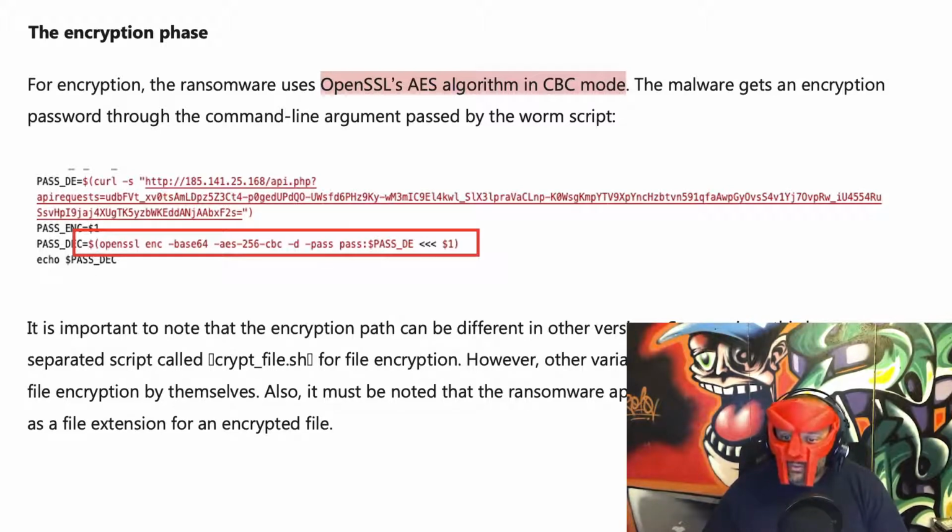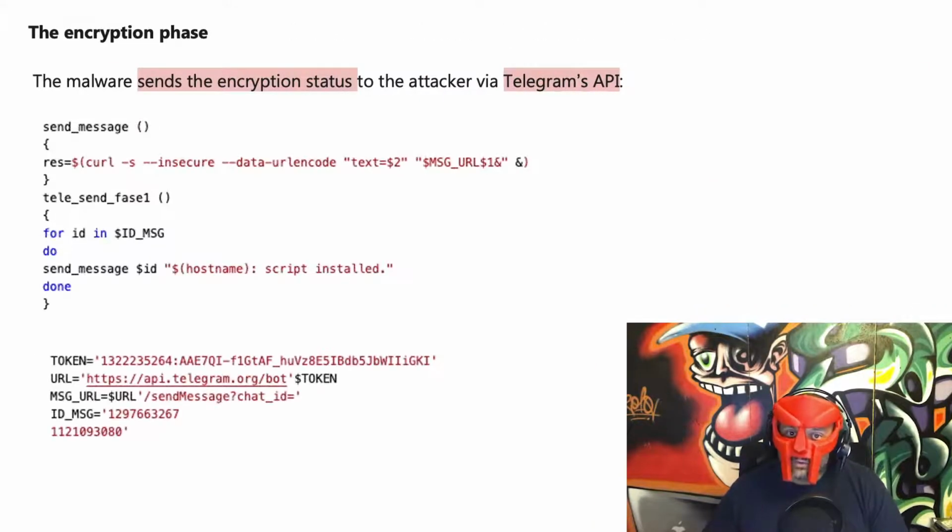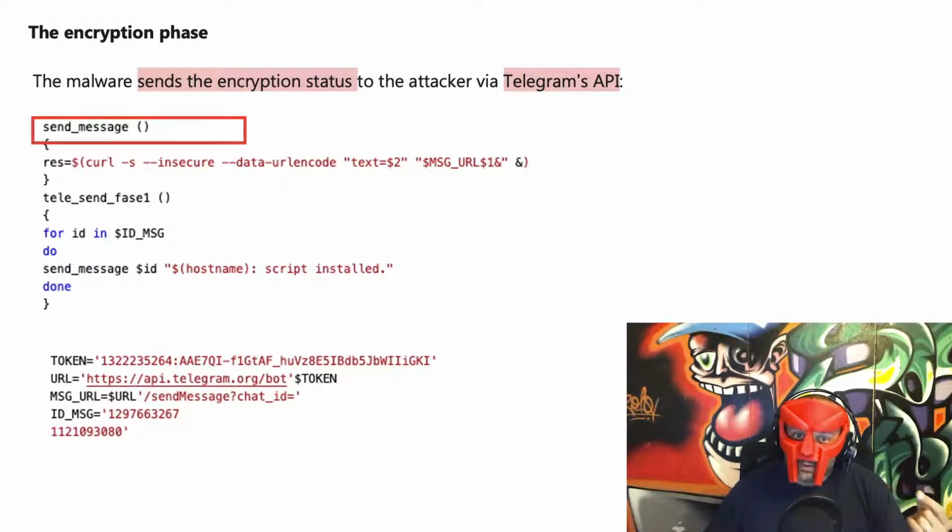It is also important to note that the ransomware appends radioactive symbols as a file extension for an encrypted file. So, the encryption phase. During the encryption, the malware sends the encryption status to the attacker via Telegram's API. So here you have the send message function, which uses insecure data URL code, takes a text message, it has the message URL, and you see here that they're accessing the URL api.telegram.org/bot with the provided token.